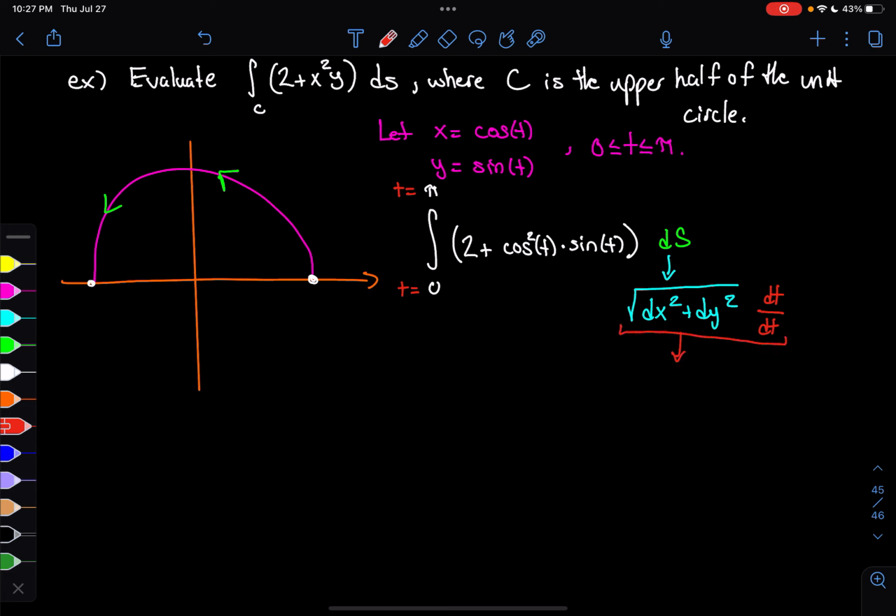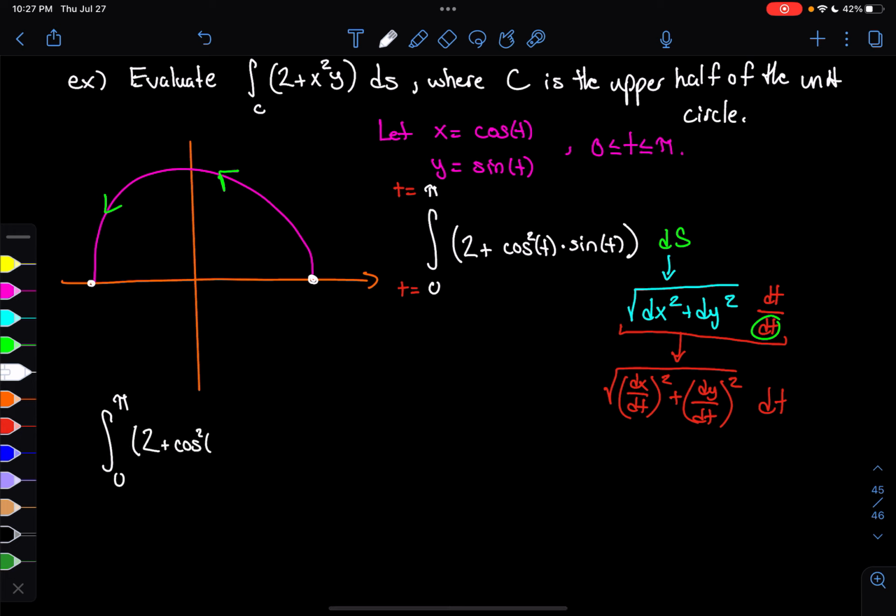This entire thing is going to now become the square root of dx dt squared plus dy dt squared with a dt on the outside. So remember, we're going to take this, square it, put it on the inside, and then it nicely distributes to all those terms. And so what of it? Well, now our integral becomes the integral from 0 to pi of 2 plus cosine squared of t times sine of t. And now our ds is going to be this square root of, well, let's see, what do we get?